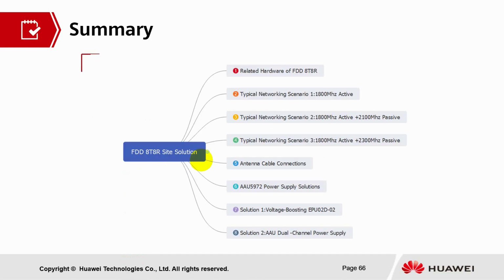So the summary of the FDD 88R site solution: we discussed the related hardware of FDD 88R, typical networking scenario 1, typical networking scenario 2 and typical networking scenario 3, antenna cable connections, AAU 5972 power supply solutions, solution 1 about voltage boosting of the EPU module, and solution 2 about AAU dual channel power supply.